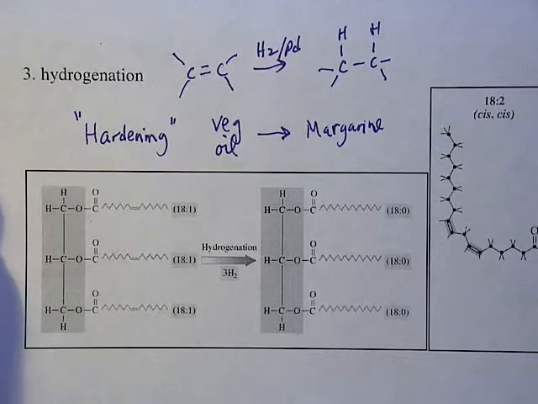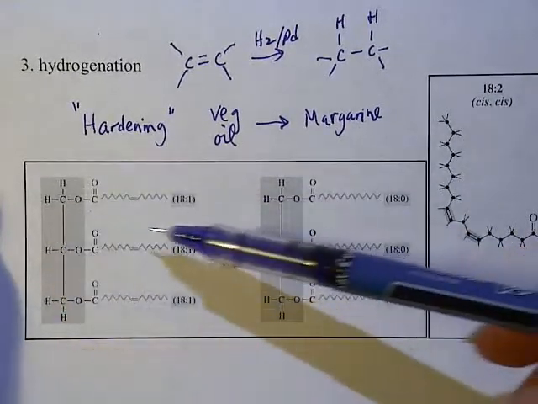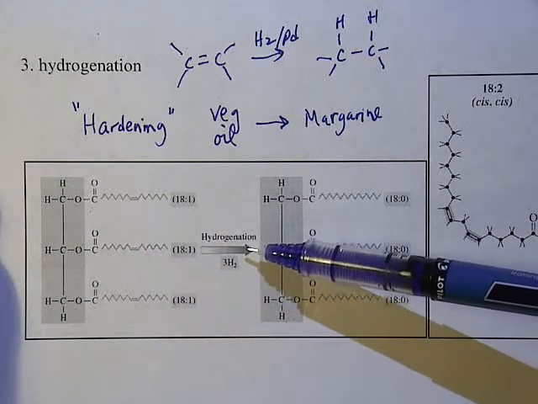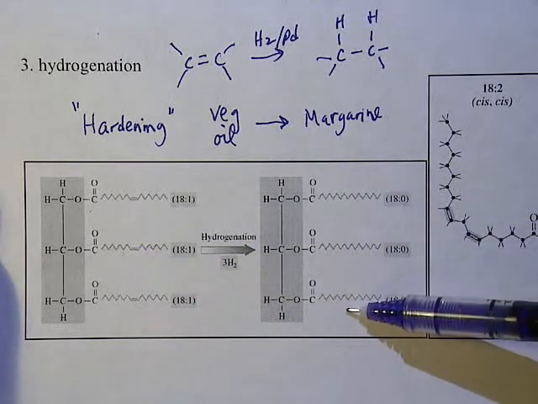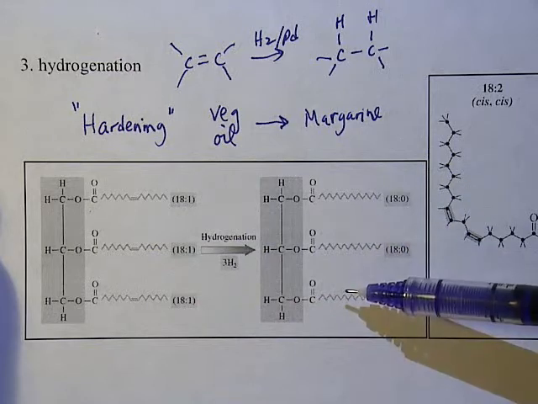But so the reaction that you're looking at is, let's say this is a molecule of oil, as you see the cis double bonds, and after the hardening process or the hydrogenation process, all the double bonds are gone, and you have the saturated.